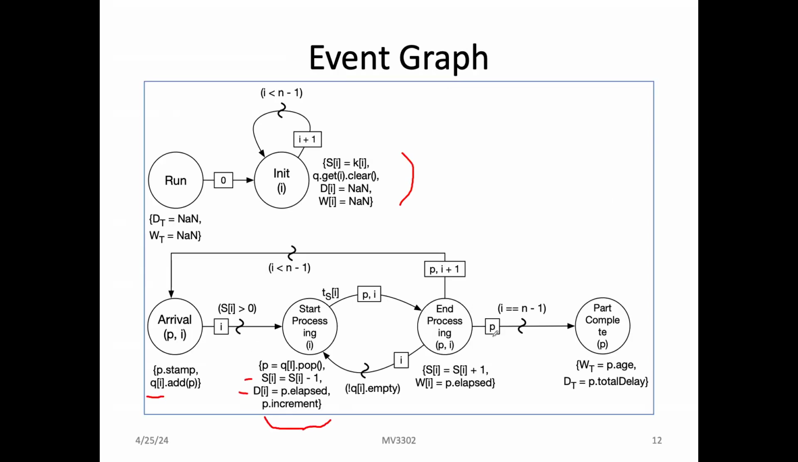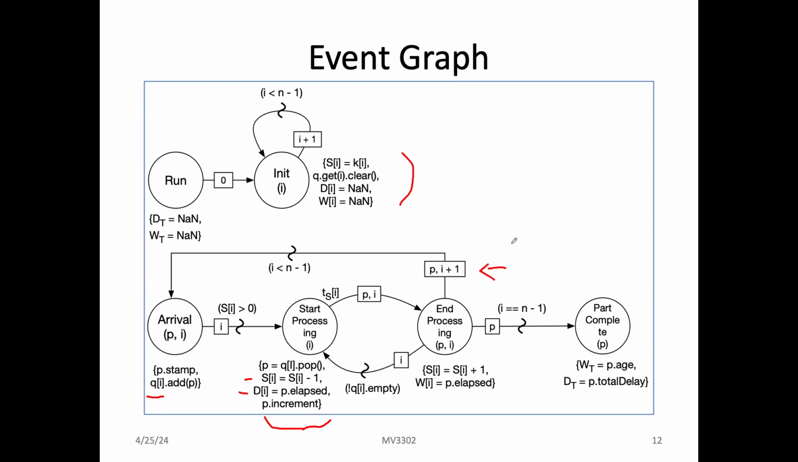Okay, now when we finish processing, again, just how do we completely describe it? We finish processing on a part at a particular workstation. So end processing needs to have both of those pieces of information. And so it may schedule the next part in its queue.